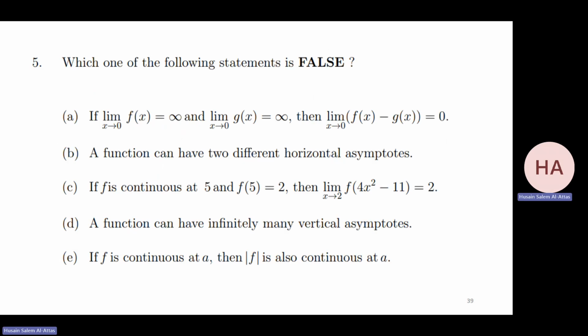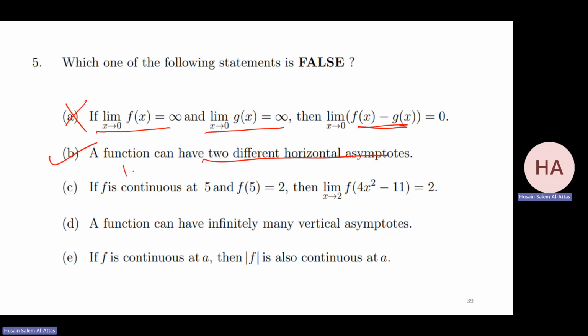Which one of the following statements is false? We know if the limit is infinity, the other one is infinity. We took many examples where the difference is not, we agreed that infinity minus infinity is undetermined. So it can be anything. It cannot be 0. So this is false. A function can have two different horizontal asymptotes. Yes, we did many examples.